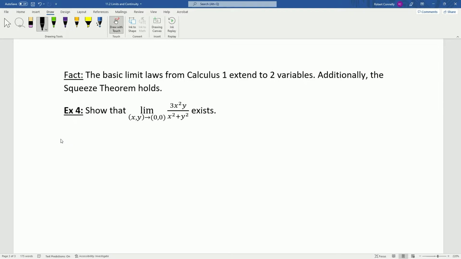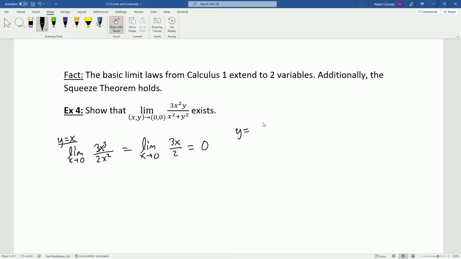So let's say, what limit might this be? Let's take y equals x, and this becomes the limit as x approaches 0 of 3x cubed over x squared plus x squared, which is 2x squared. That becomes the limit as x approaches 0 of 3x over 2. Plug in 0, gives us 0. Let's check one more path.